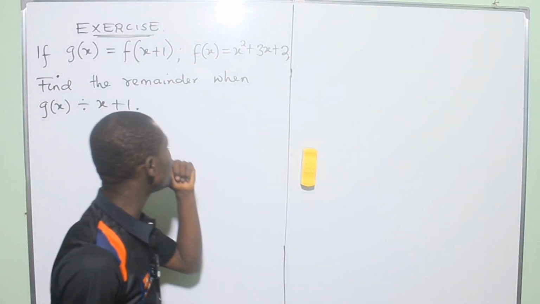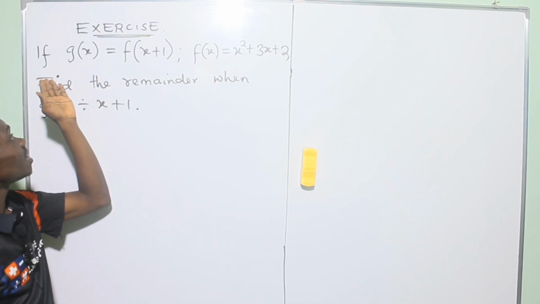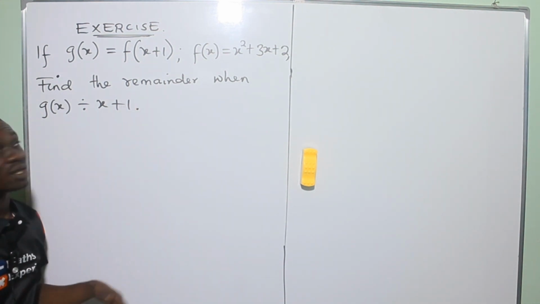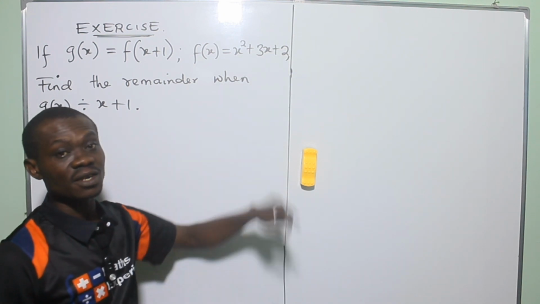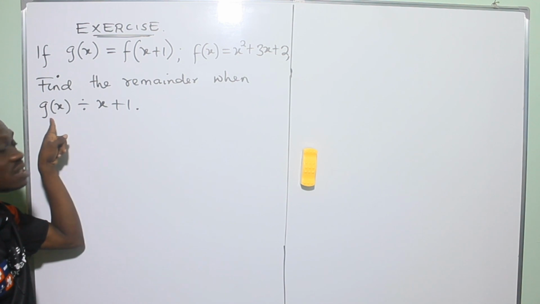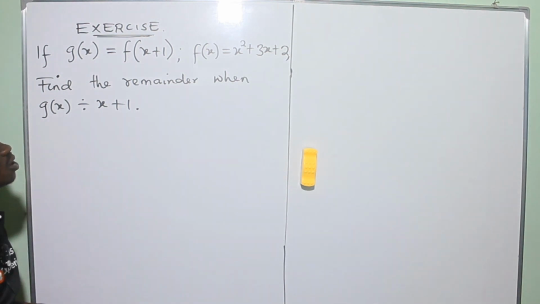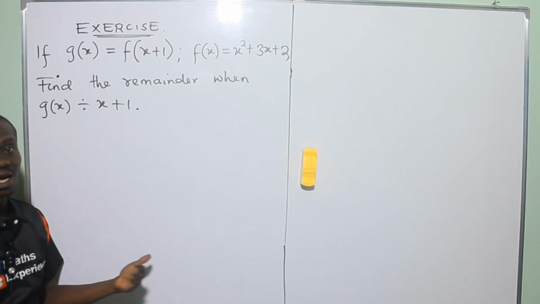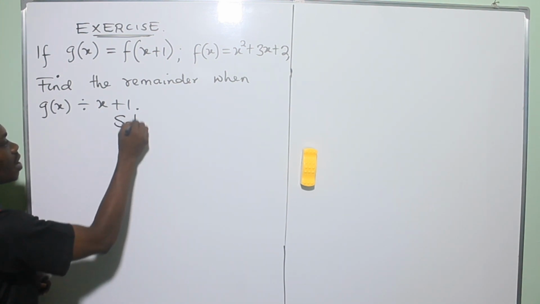Okay, so in this video we have an exercise which says that if we are given that a function g of x is equal to another function f of x plus 1, and f of x is given, we should find the value of the remainder when g of x is divided by x plus 1. Now recall that this is coming from polynomials, the concept of remainder and factor theorem. All right, so quickly let's look at how to go about the solution.